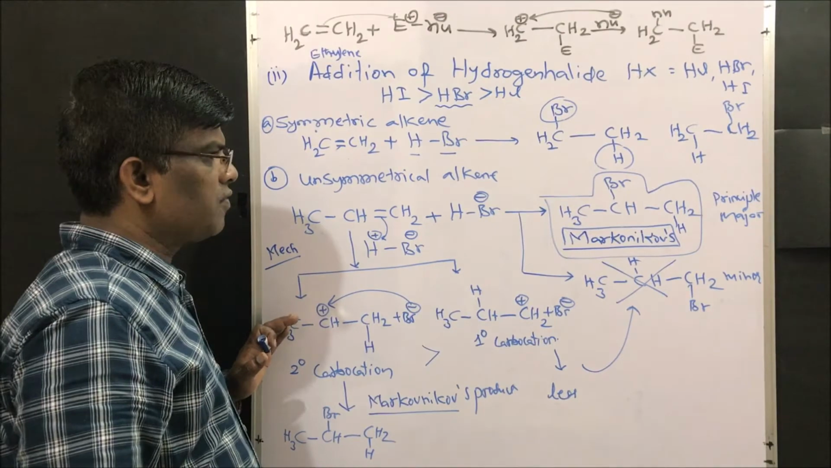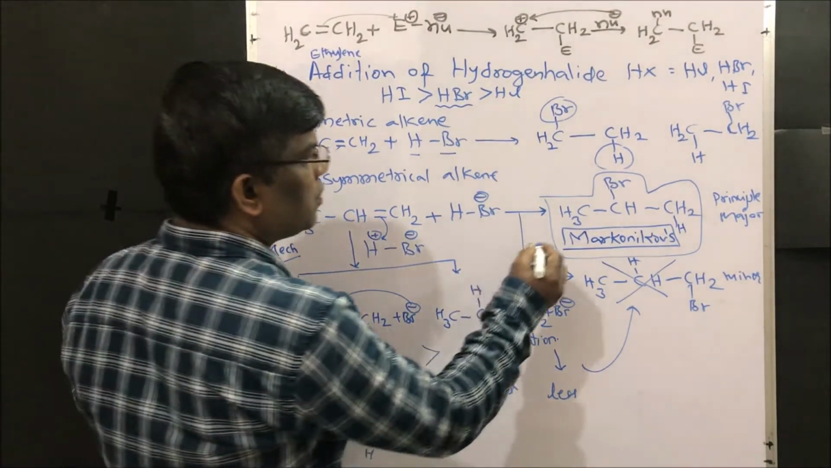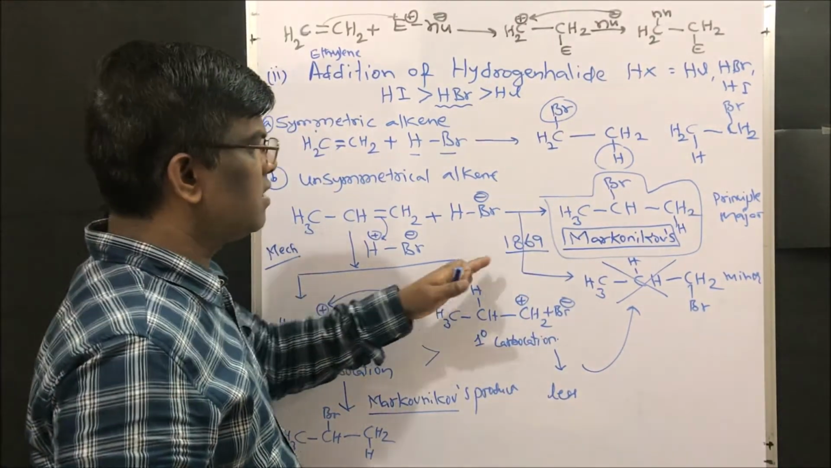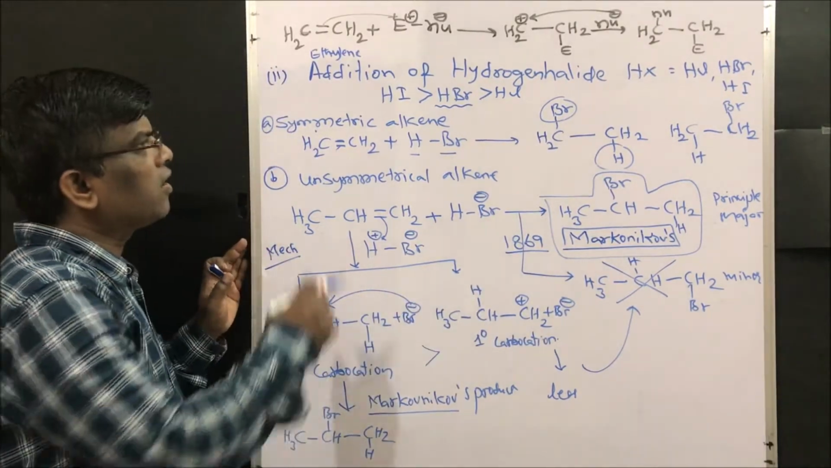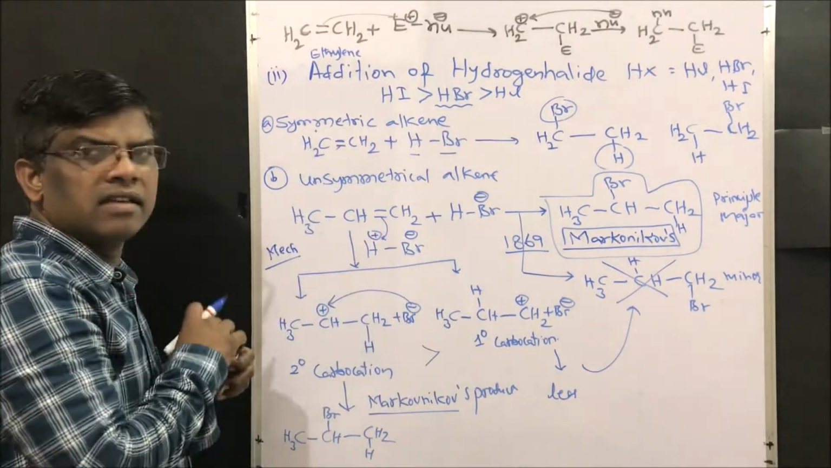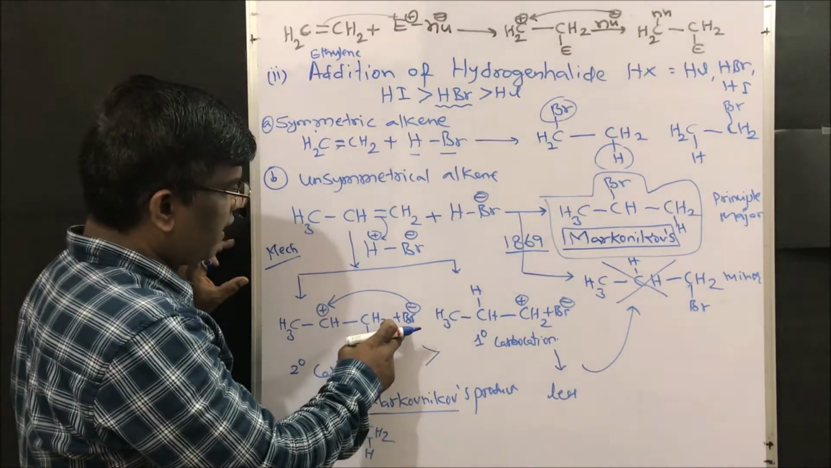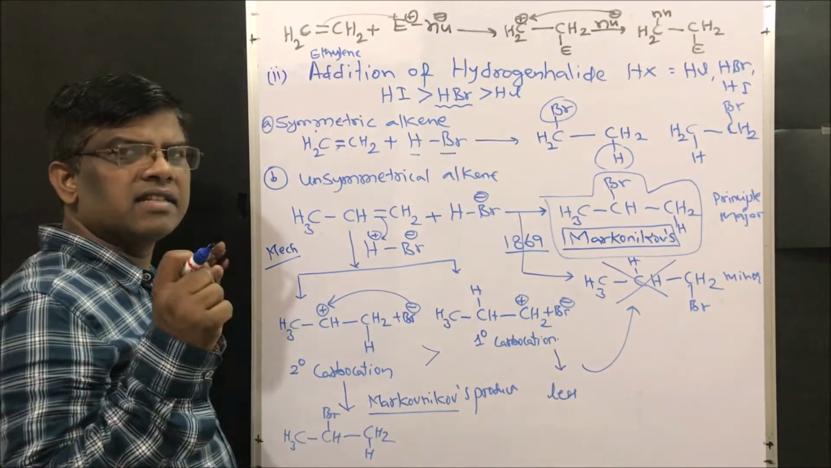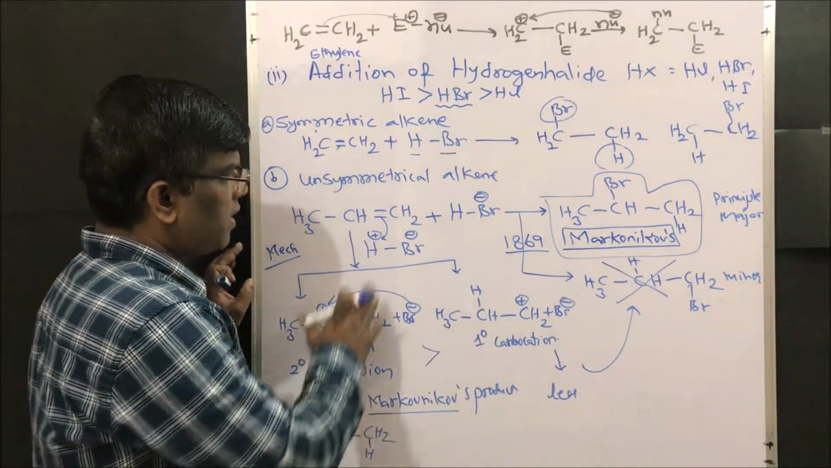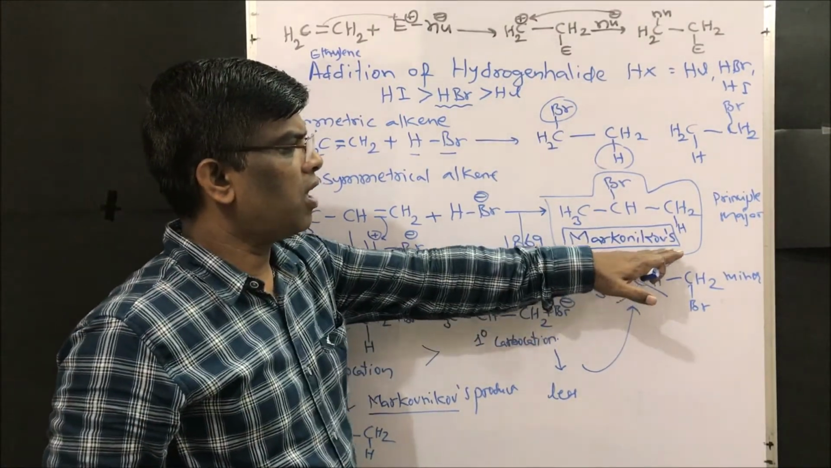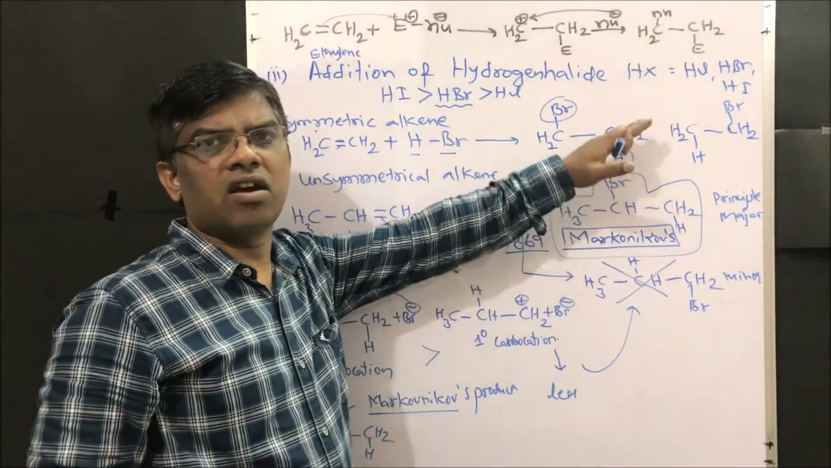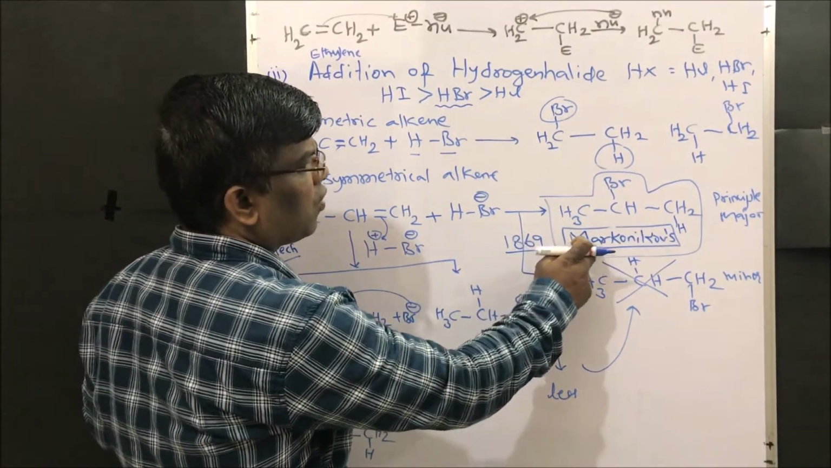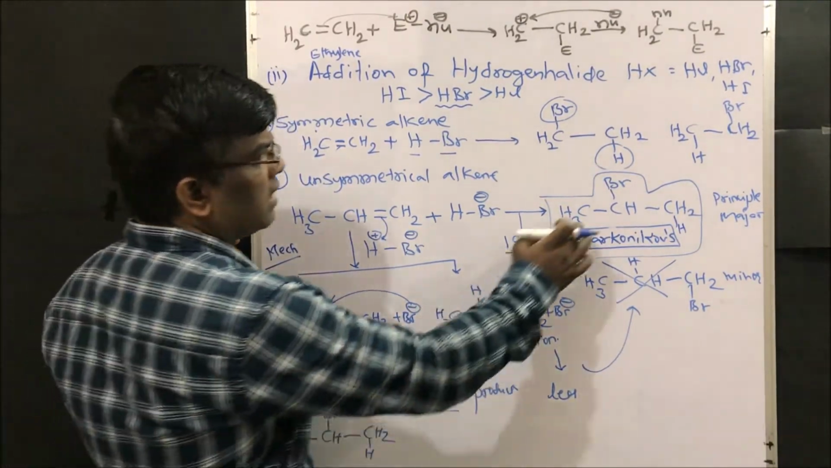Markovnikov's rule is a generalized rule which was stated in 1869. He was a Russian chemist. He stated that during the electrophilic addition of alkenes, the negative addendum will be added to the carbon which has fewer hydrogens. As per his rule, we get Markovnikov's addition product. This concept is very, very important throughout your chemistry life, so please remember this Markovnikov's rule.